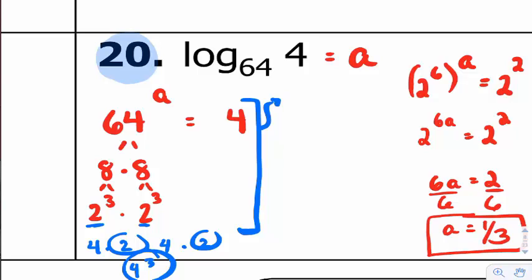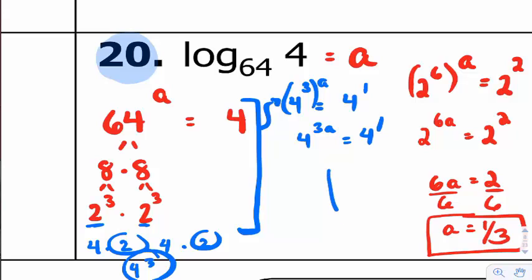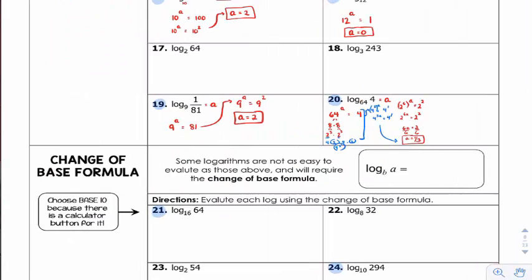There's a couple ways to get to 64. So I could have gone 4 cubed raised to the a power equals 4 to the 1st. So 4 to the 3a equals 4 to the 1st. And obviously if you solve that, you're also going to get 1/3. So it's just a couple ways you could have done that. Obviously they both work. You break it down so they have the same base and just solve it, whatever base you want to get it down to is fine. And it's just adding that one step in there.